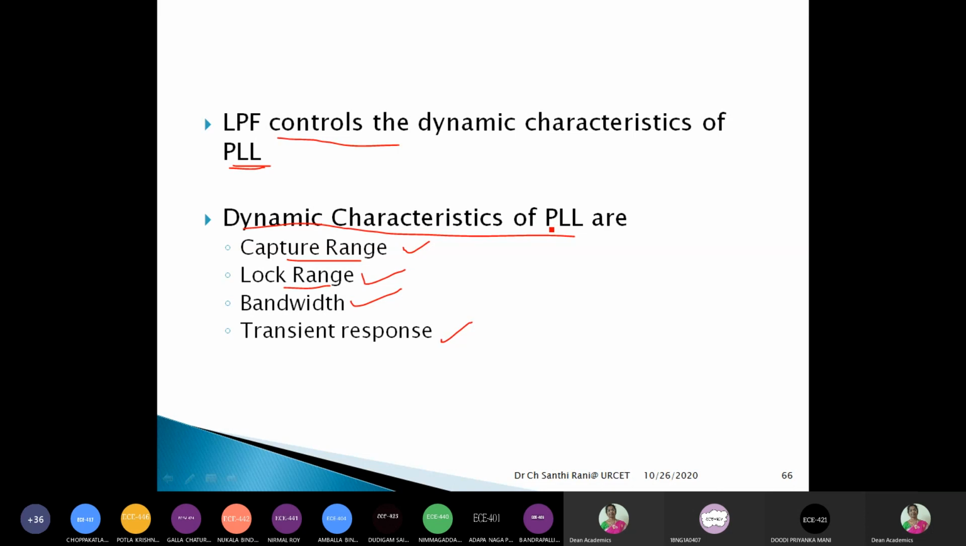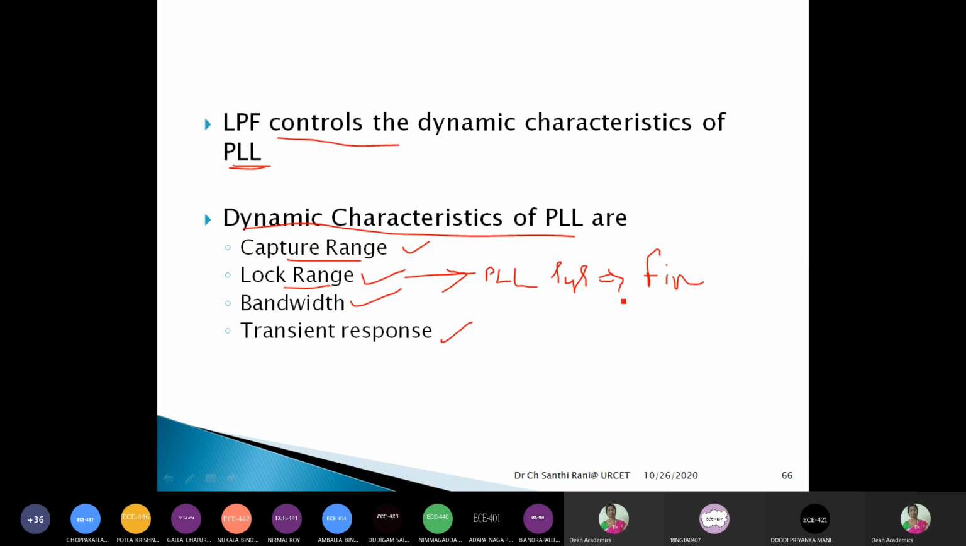We have to understand what is capture range and what is lock range when we talk about the dynamic characteristics of PLL. The lock range is defined as the range of frequencies over which the PLL system follows the changes in input frequency. So that is called lock range.